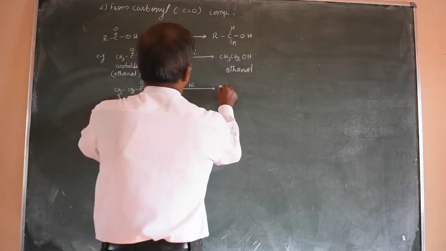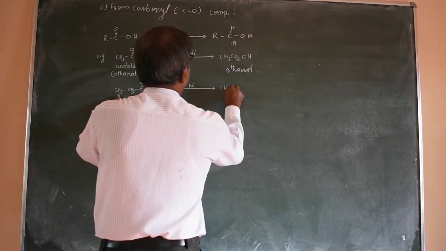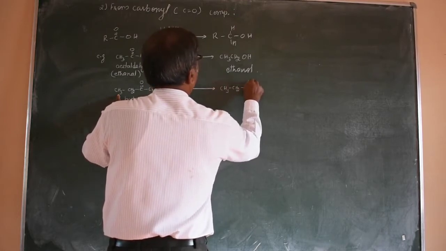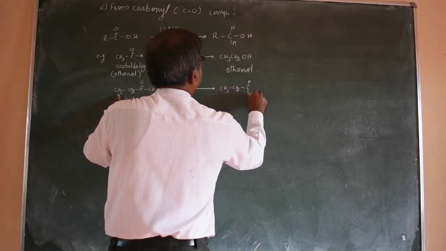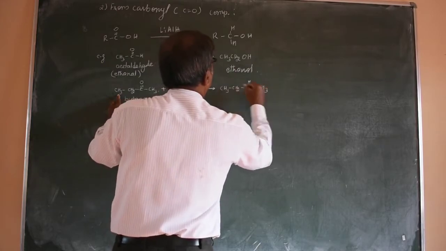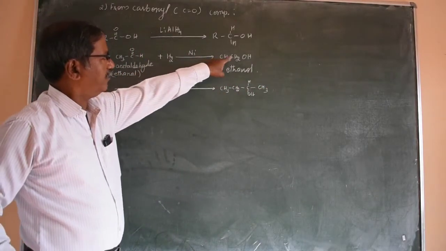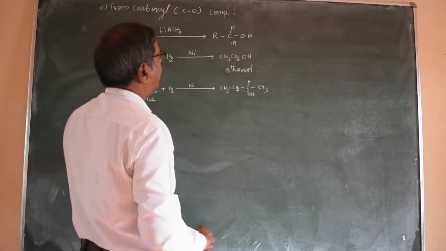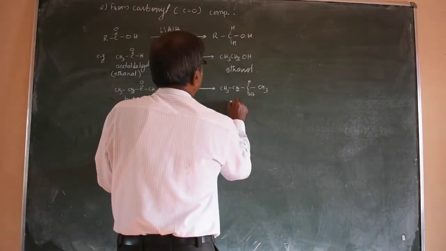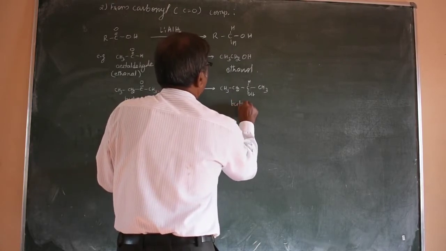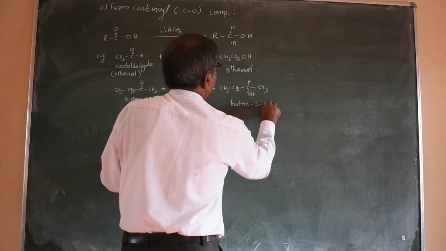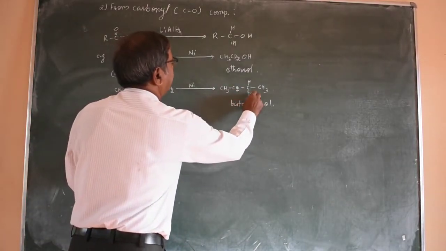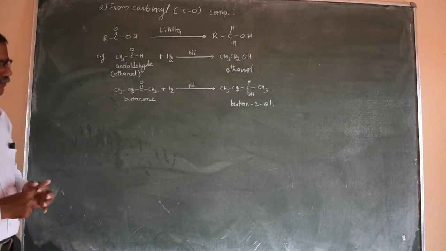The product is CH3CH2CHOHCH3. It's a 2 degree alcohol. Here it's a 1 degree because OH is attached to CH2, and here it's a 2 degree alcohol. The name of this compound is butan-2-ol. You have to specify on which carbon the OH group is. It is on the second carbon, so it is butan-2-ol.